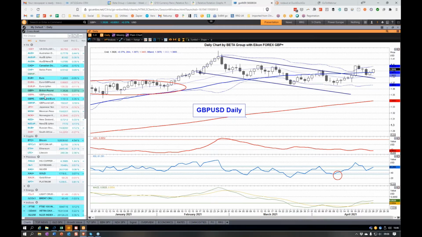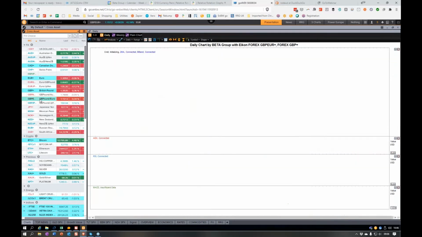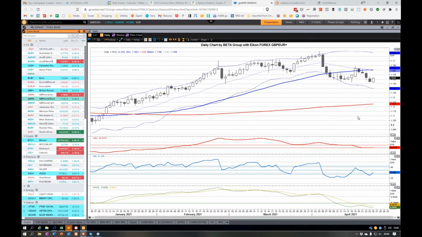Let's look at the pound versus the euro, and then also I'm going to today look at the pound versus the yen. That's a request.